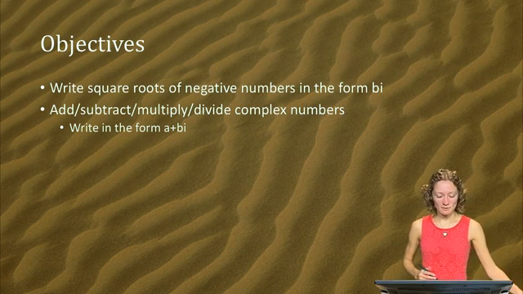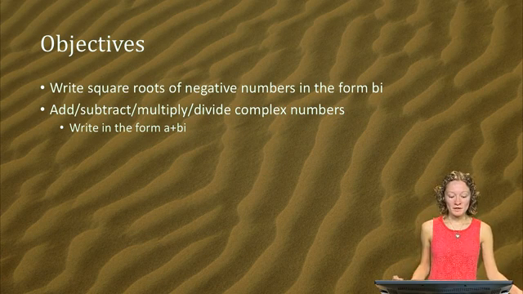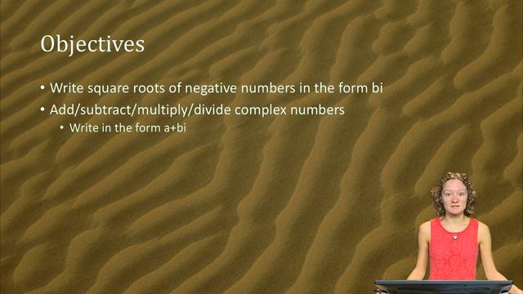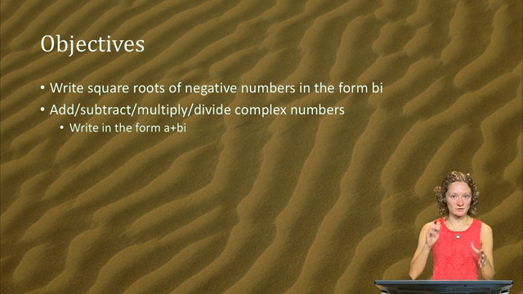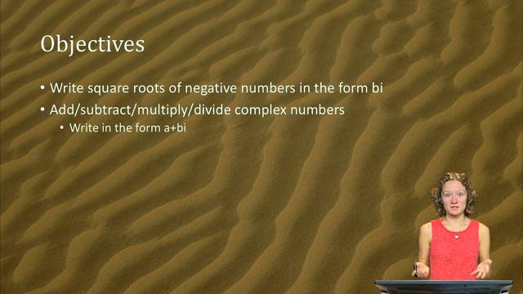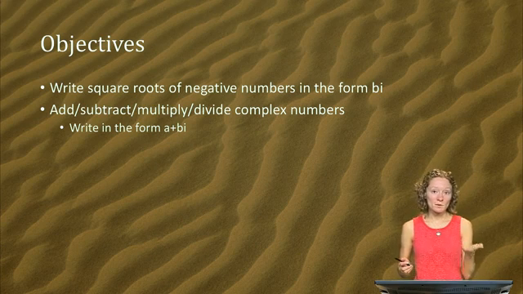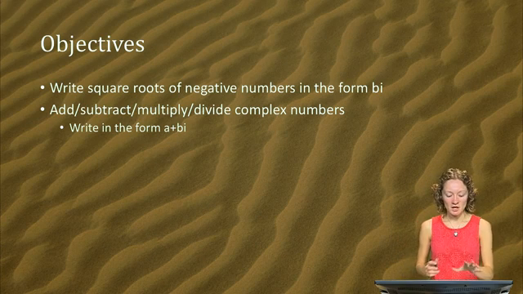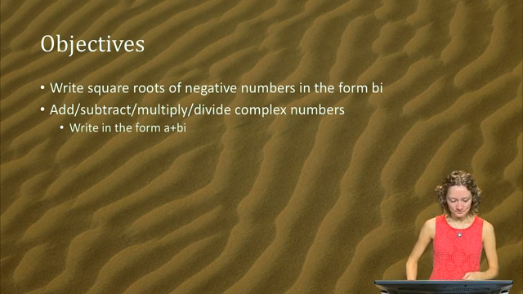Our two objectives deal with complex numbers. The first one is to write square roots of negative numbers in the form bi. Complex numbers come from radicals that have a negative underneath. We'll see that on the next slide. Our other objective is to add, subtract, multiply, and divide with complex numbers. Like with pretty much anything we learn in this course, we learn how to initially deal with it, then add, subtract, multiply, divide, maybe solve problems that include this. We won't solve problems that have complex numbers, but we'll do all the manipulations with them.